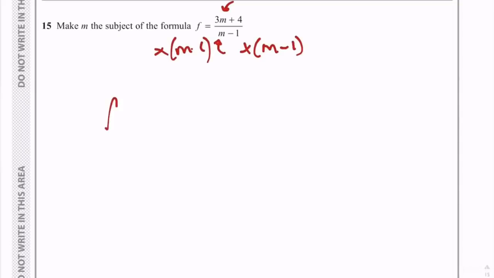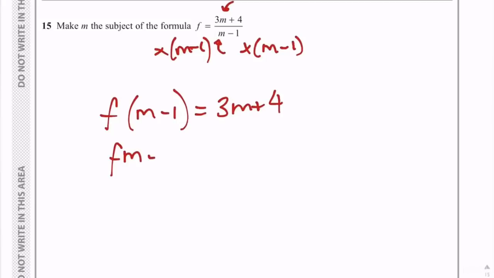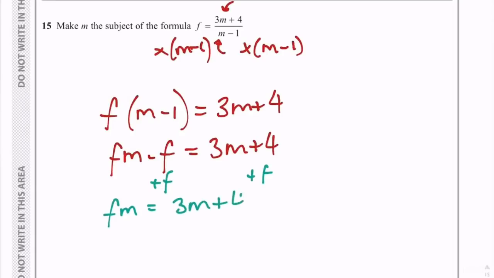There we go. So we have f brackets m minus 1 equals 3m plus 4. Let's expand this bracket out. So f times m is fm, and f times negative 1 is negative 1f, so I'll just write minus f. And that equals 3m plus 4. Now we need to get these m's next to each other. So I'm going to decide to add f to the other side, and I'll bring that 3m over. So we have fm equals 3m plus 4 plus that f that we've just moved over.